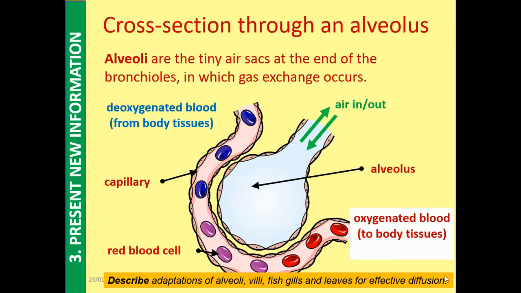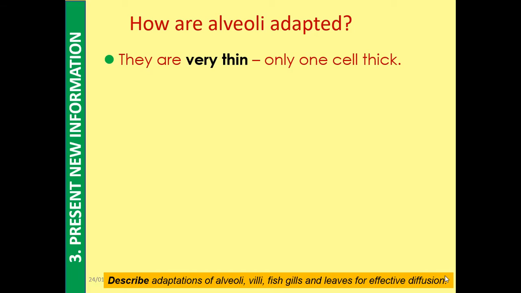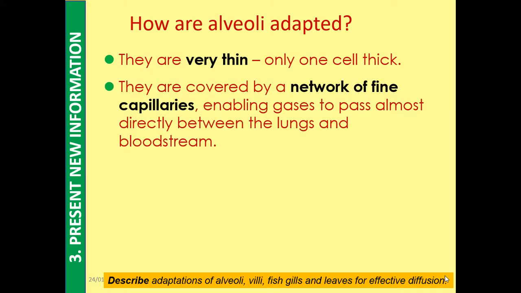Just get all of our labels there so we can see the parts. Okay, so they're very thin, only one cell thick, so it makes the diffusion easy. It means that they've got less distance to travel. Network of fine capillaries, so lots and lots of different capillaries for the oxygen to go into and for the carbon dioxide to come out of.